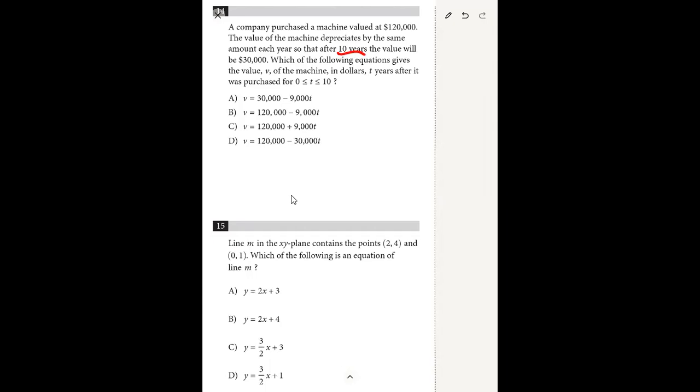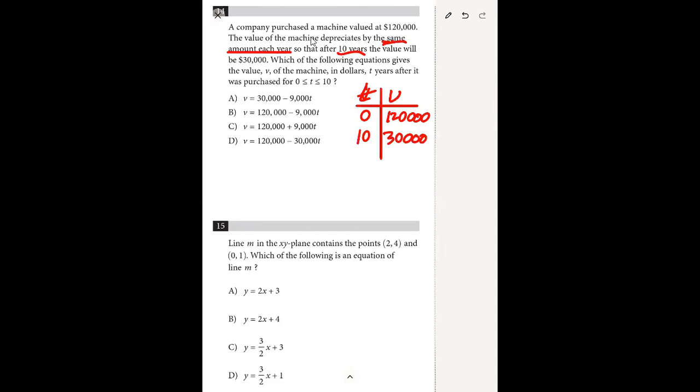So this is a linear equation, and the reason we know it is one is, first, all of the answers are linear equations, but also because it says it decreased by the same amount each year. So it's going down by the same amount. So it's a linear function. Now, in order to come up with an equation, we need 2 points. So this is going to be T, and this is going to be V. At the beginning, the machine cost $120,000. And then after 10 years, it depreciated down to $30,000. So we've got 2 points.